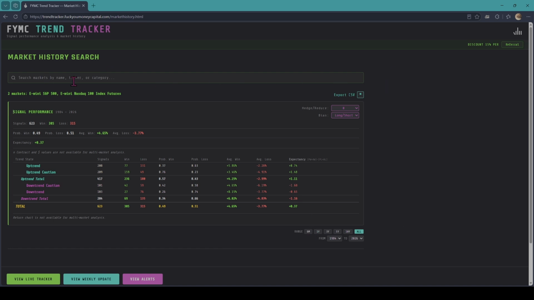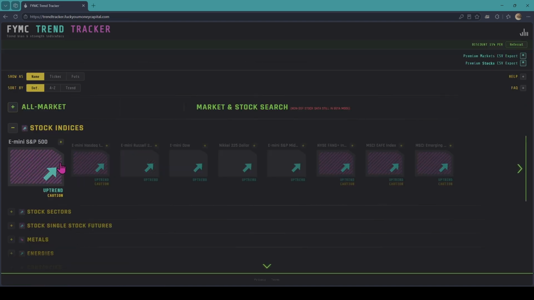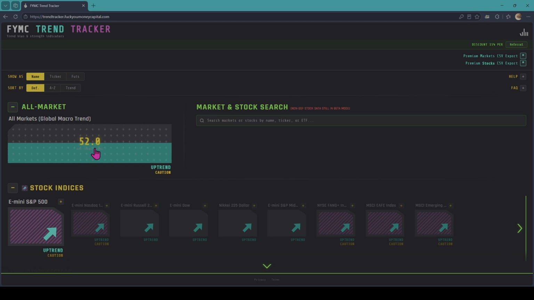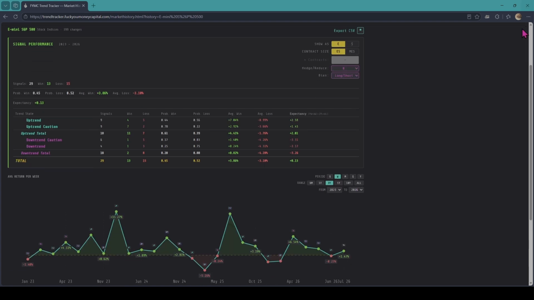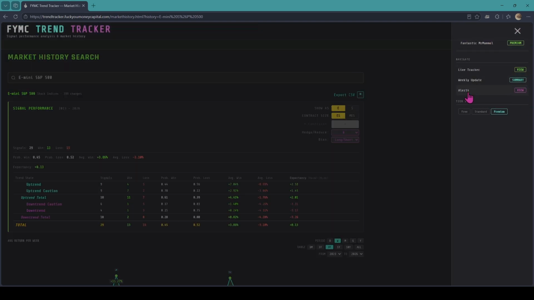The other thing I want to show you about market history search, we are going to navigate away. We're going to go back to live tracker. But if we go to all market, any of these tiles, in fact, you can click on a market history and it'll jump you right to it. Okay. And you can also do this from the alerts page.